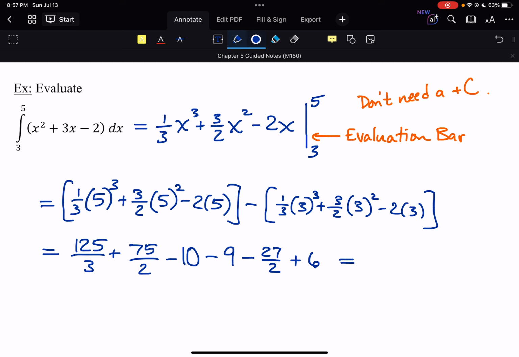There's a little bit of work to do here with combining the fractions and getting the common denominator, simplifying, all that good stuff. But if we go through that algebra, we will end up with 158 over 3. So notice we got a numerical value. We took the antiderivative just like we're used to, and then we evaluated between the upper bound and the lower bound, subtracted, and got out the number.